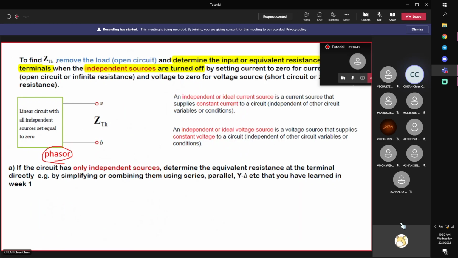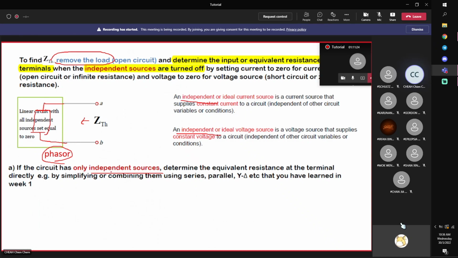Now to find ZTH, same thing, remove the load first. Then look into this terminal and determine the equivalent impedance. That means that you want to represent these circuits by one equivalent impedance only, right? One equivalent impedance, and you must kill the independent source. So for circuits with only independent source, it's very easy because there will be only components. For resistor, just simplify the resistors. For energy storage element in frequency domain analysis, you simplify the impedance, right? Reactance, using a complex number.